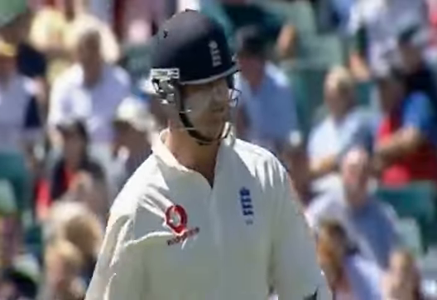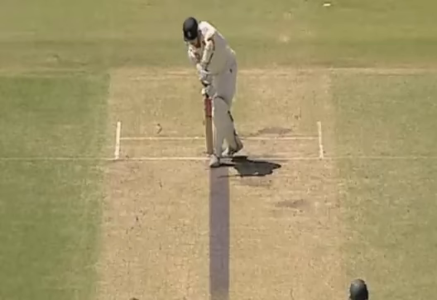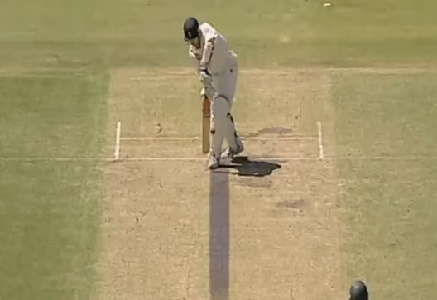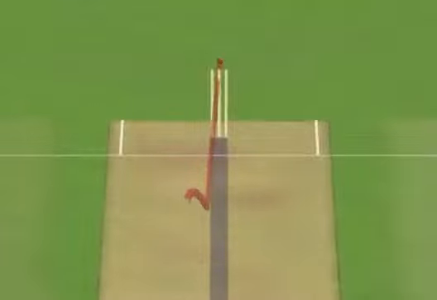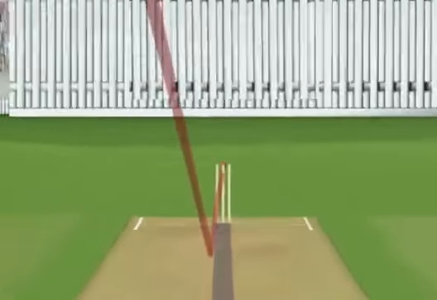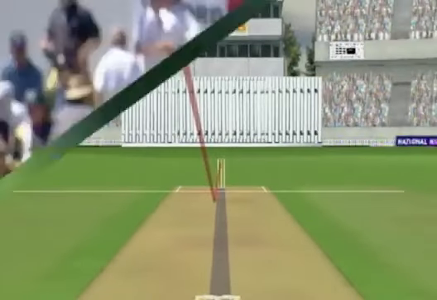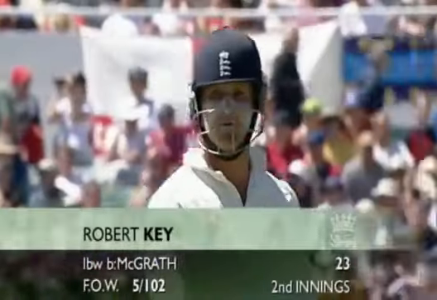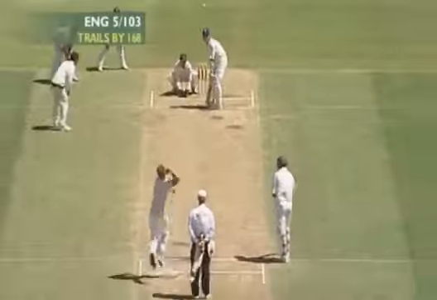Full delivery from Glenn McGrath, which probably just angled back in. And Robert Key was caught pretty much on the crease. That's a fairly comfortable decision for Steve Buckner. Hawkeye will show that the delivery was hitting halfway up middle stump. And Glenn McGrath picked up his 200th Test wicket in Australia. Robert Key has gone for 23. England 5 for 102.